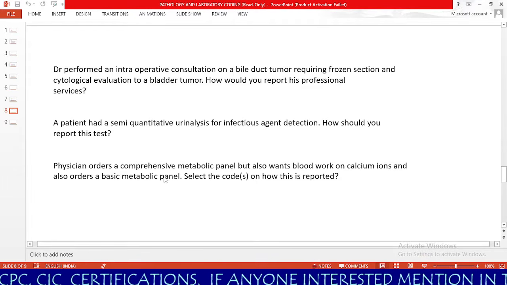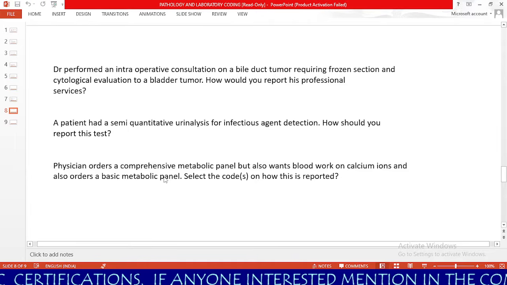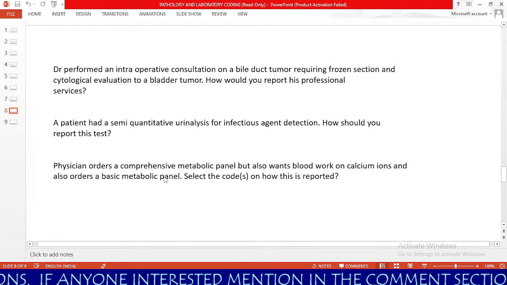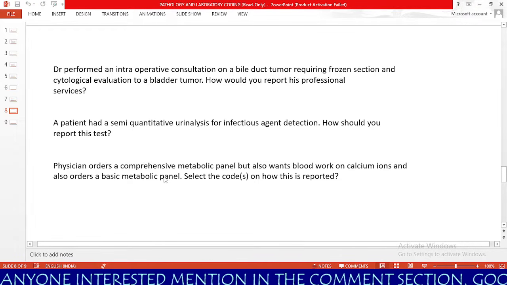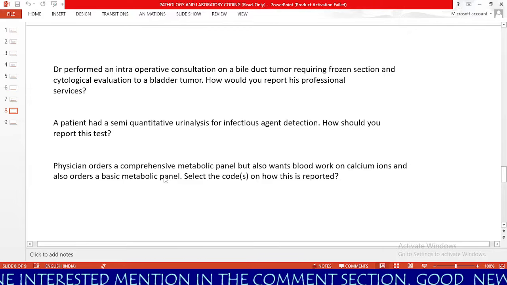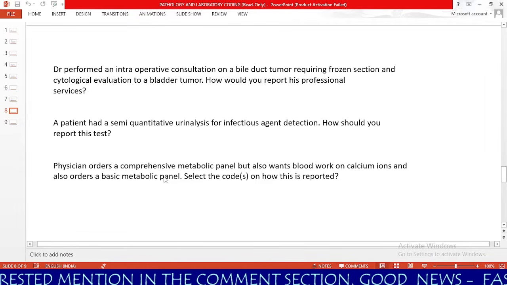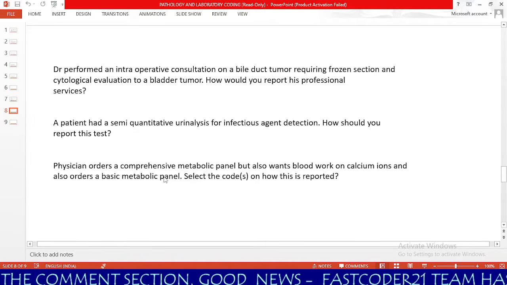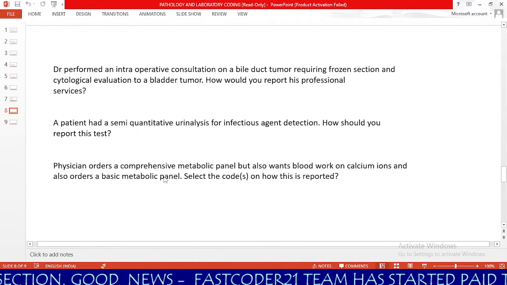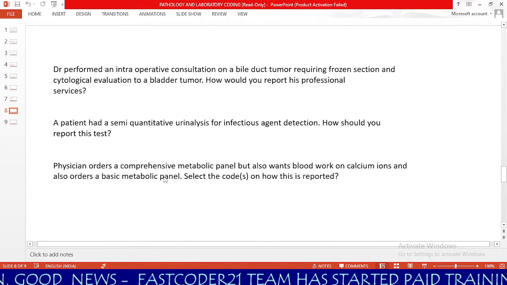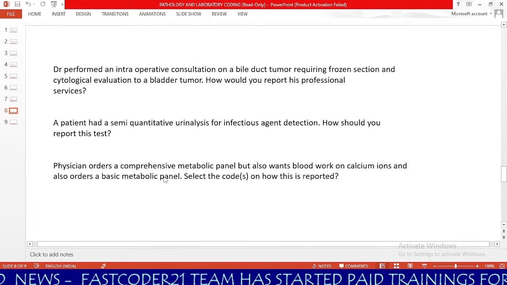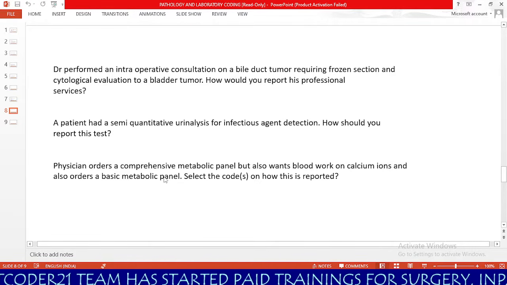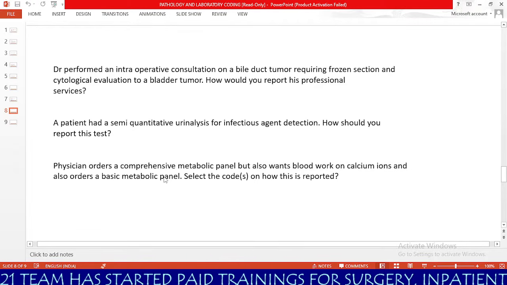So now I have provided three sample scenarios here. I am going to help you find the answer for the first one. If you want to learn surgery coding, please code the remaining two scenarios and post them in the comment section so that I can provide you with the correct answer. So what is our first scenario? The doctor performed an intraoperative consultation on a bile duct tumor requiring frozen section and cytological evaluation of a bladder tumor. How would you report his professional service?